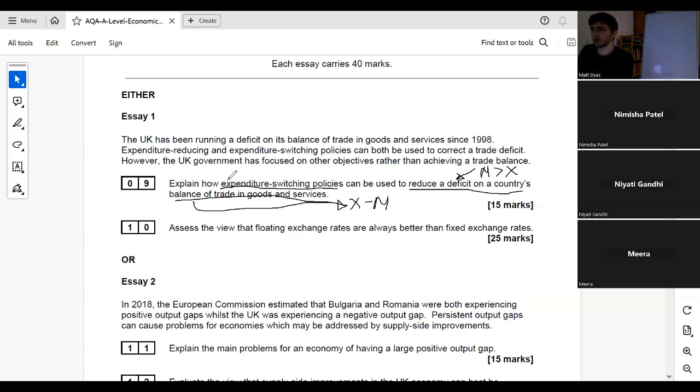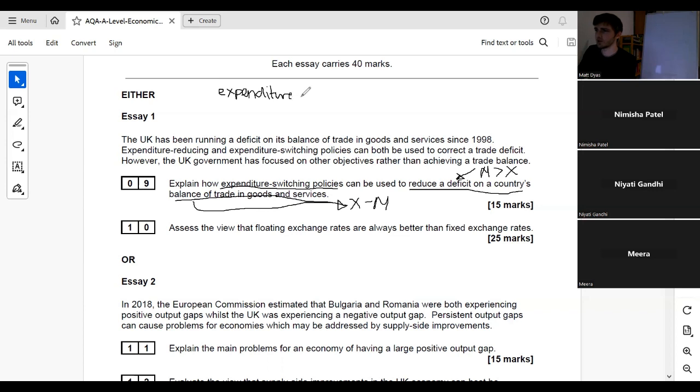So all that really remains is what is this term expenditure switching policies? And when you cover policies to reduce the current account deficit, which for some reason I've never quite fully understood is done way later in the specification than the rest of the current account topic. But when you do policies to reduce the current account deficit, you'll be introduced to these two terms, expenditure switching and expenditure reducing policies. And these are actually just so simple.